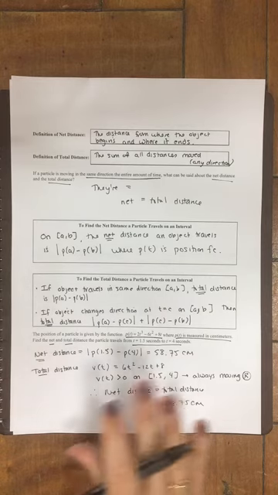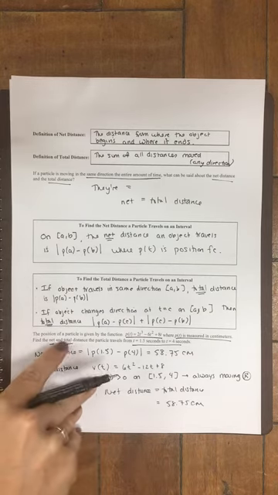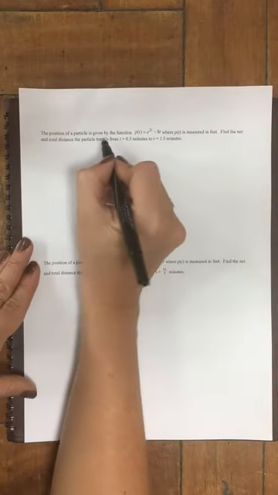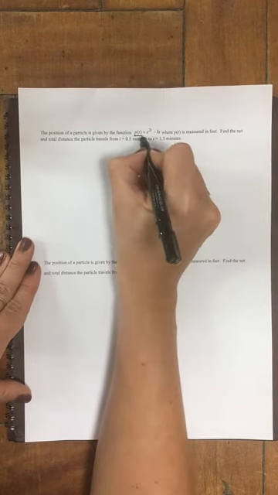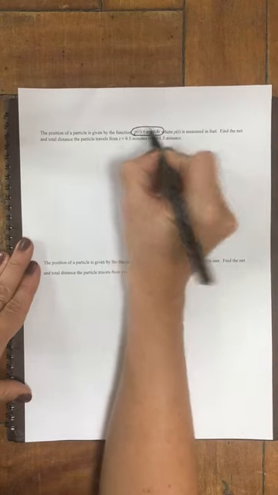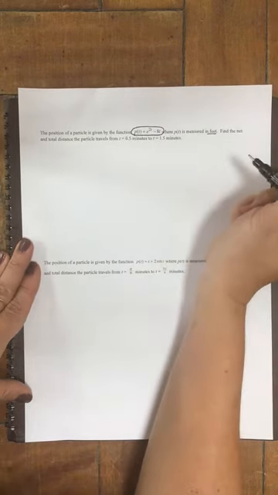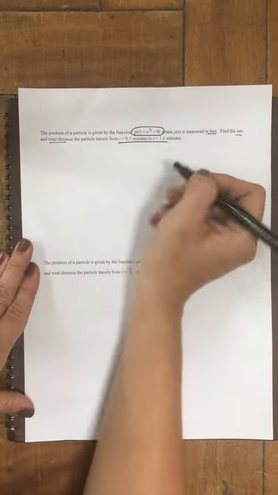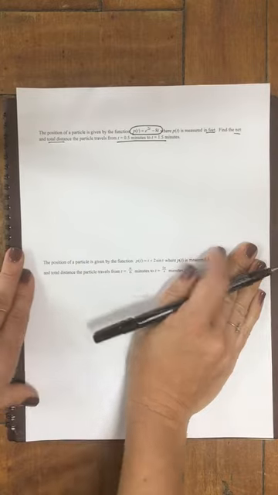Okay, next page. One more page for this lesson. 2 problems to go. All right, so the position of a particle is given by this position function, where it's measured in feet. Find the net and total distance the particle travels from half a minute to 1.5 minutes.